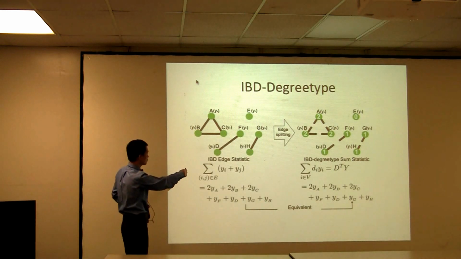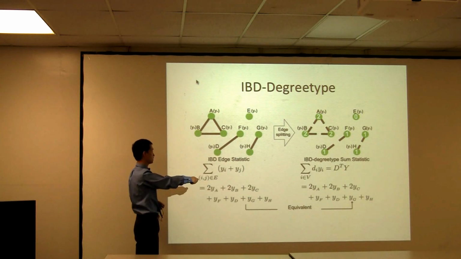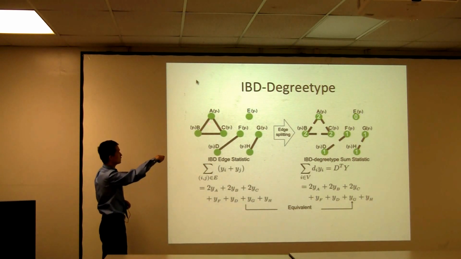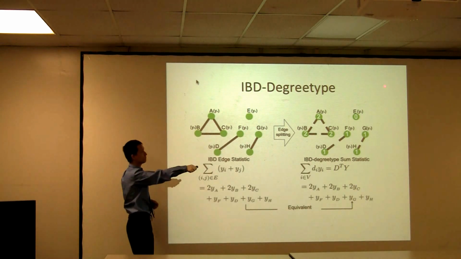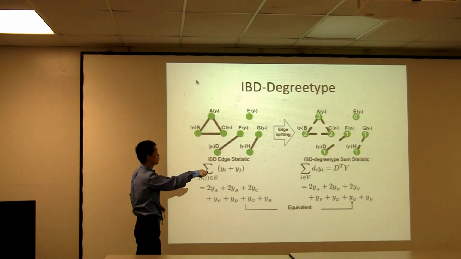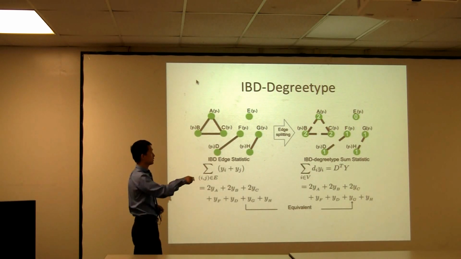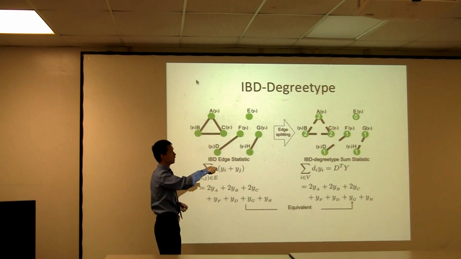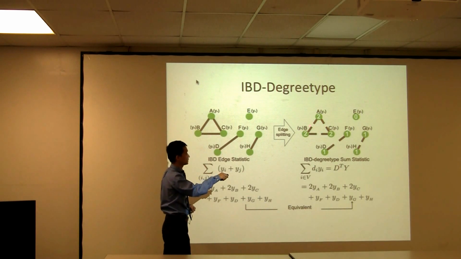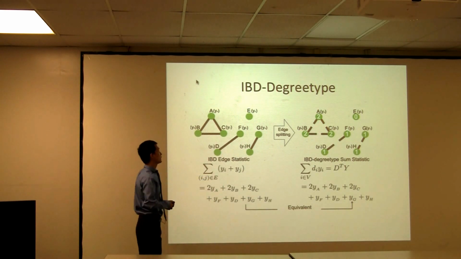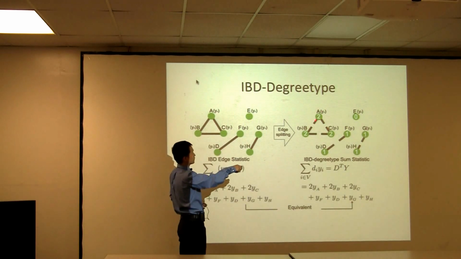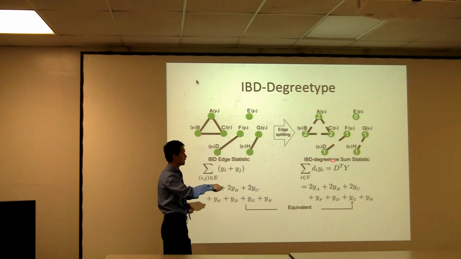Now let's look back at the edge-based statistic, which is summed over all edges here. And we split each edge in this graph to make another graph here. In this graph, each node will be adjacent to a bunch of edges, and the number of edges adjacent to each node will be the number of individuals that are IBD with the individual. So we can define the number of edges associated with each node to be the IBD degree type.